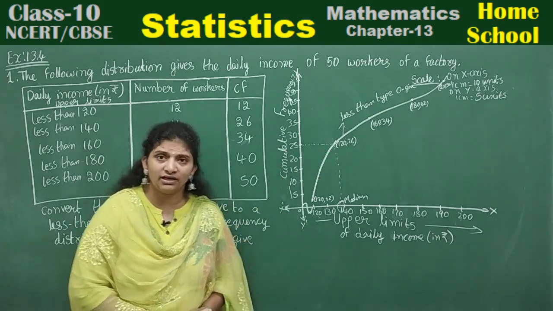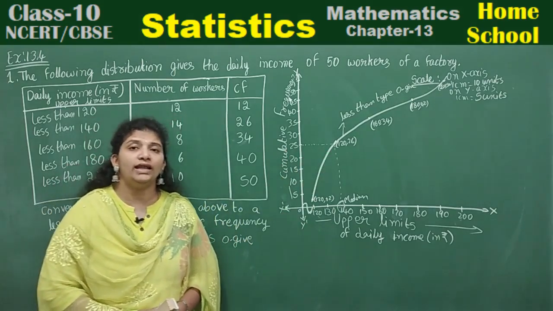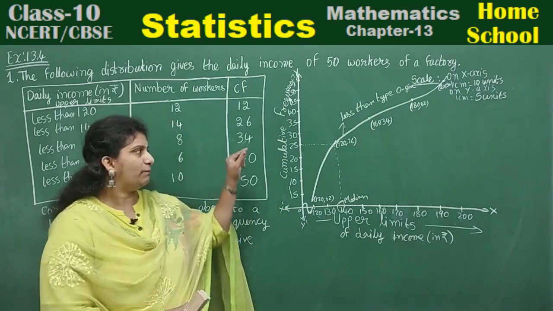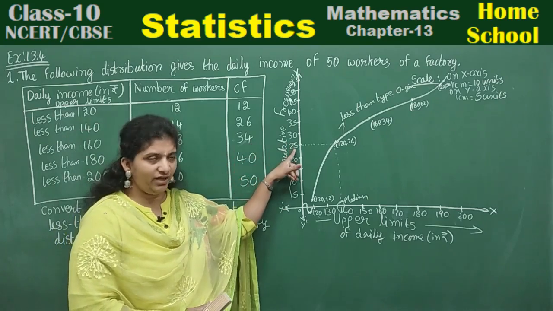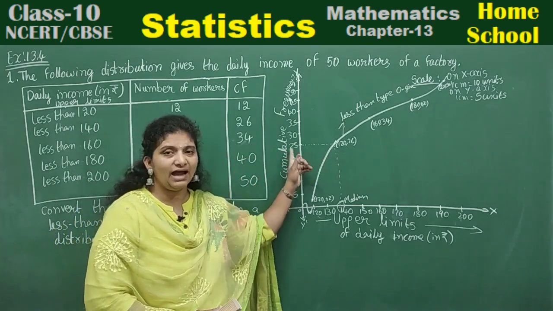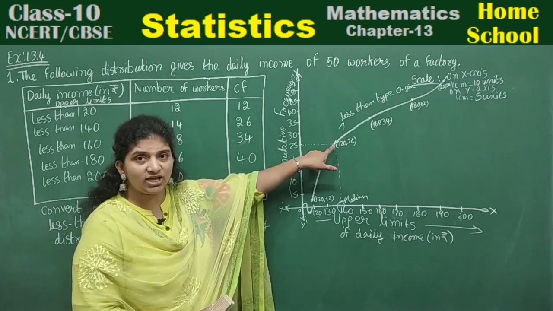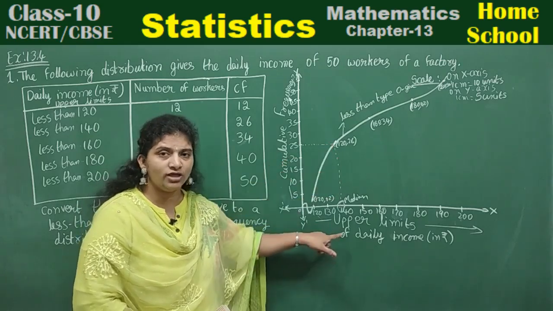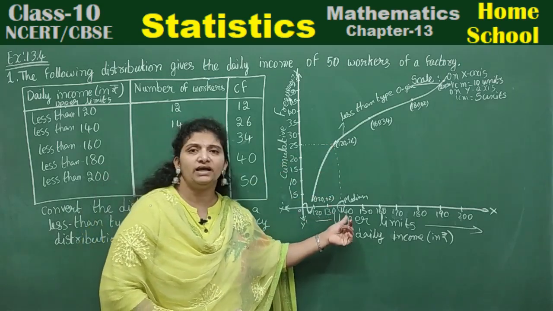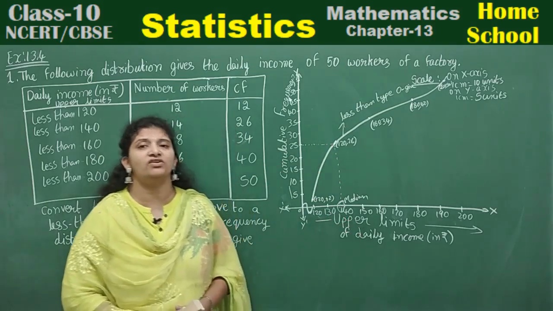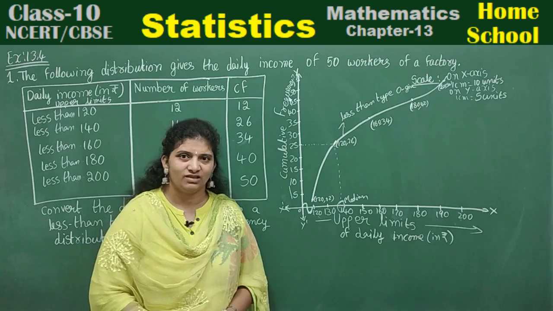How to find the median? N, total number of frequency, half of it. Where that number is on y-axis, identify it and draw a line, that line should be parallel to x-axis. Where it touches the ogive, from there draw the perpendicular, where it touches x-axis, that is the median of the given frequency distribution. Okay.